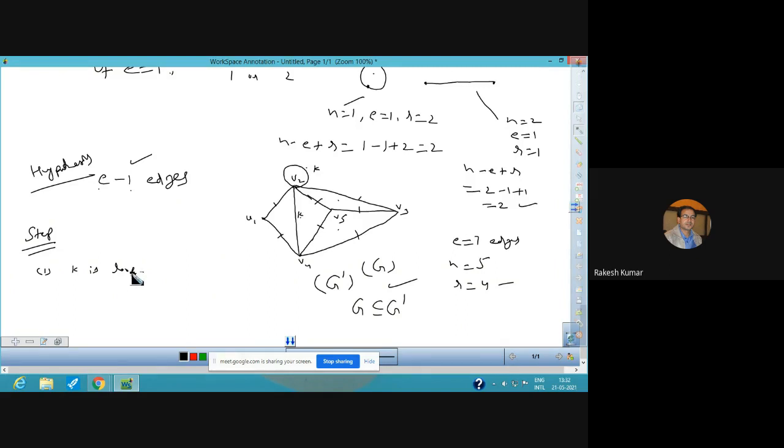So in which case a new region bounded by the loop is created. It means there is one more region. Okay, but the number of vertices is the same, and the number of edges has also increased by one. So, and the number two case is K joins two distinct vertices in G. Now K joins two distinct vertices means V2 and V4.